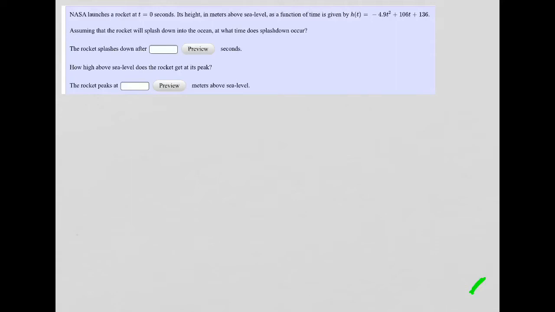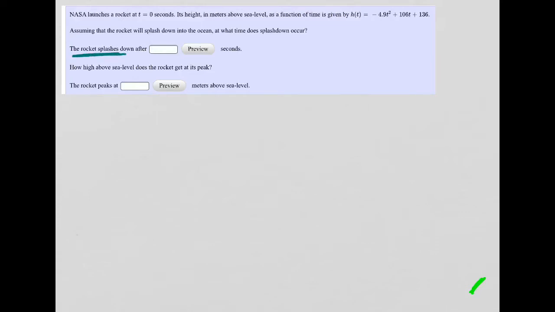So the first part wants us to find at what time the rocket splashes down. And the second part wants to know how high above sea level the rocket gets at its peak. For the first part, we're looking for when it splashes down. That means when the height is 0. So we're going to use the quadratic formula to find the x-intercepts. The intercepts will give us time.